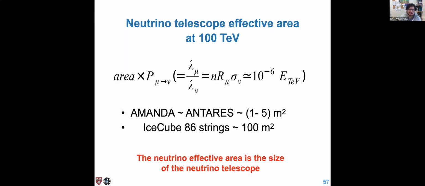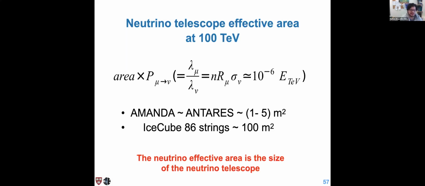Okay, so how big is this effective area? The effective area is energy dependent, but for example, at 100 TeV, the first generation neutrino telescopes, such as Amanda and Antares, have an effective area of a few square meters. Another way to think about the effective area is that it is the area such that if a neutrino goes through that equivalent area, it has a 100% chance of making an event in my detector. Okay, so that's a way of interpreting this quantity.